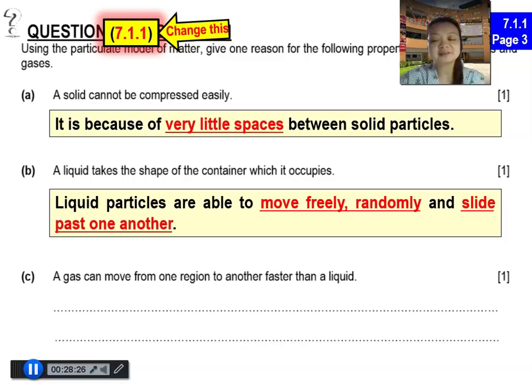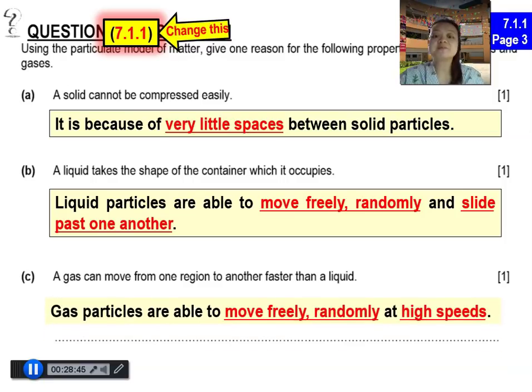Okay, welcome back. Last question. A gas can move from one region to another region faster than a liquid. So we're talking about motion here. Let's compare the difference between how gas particles move versus how liquid particles move. Some of you would have guessed it correctly. Because gas particles not only move freely and randomly, which is the same as liquid, but why can they move faster? Because the particles are traveling at greater speeds. So actually, this is the key word here.